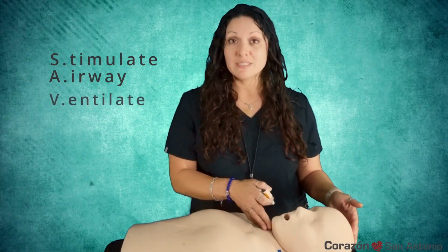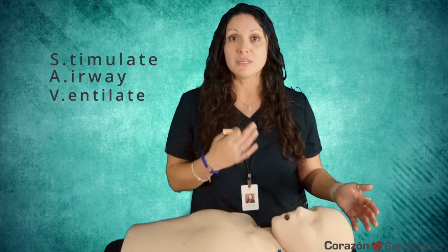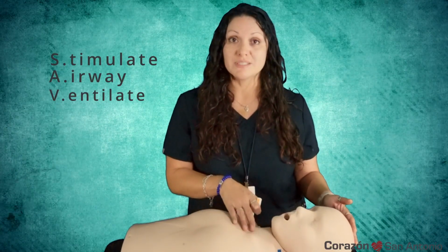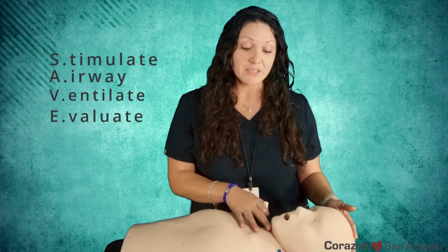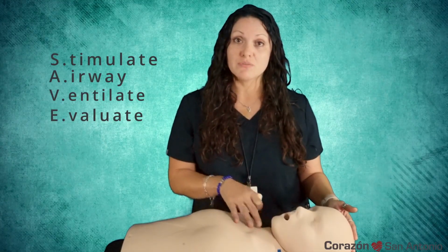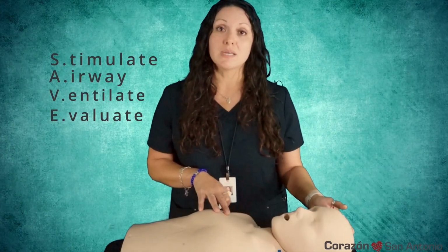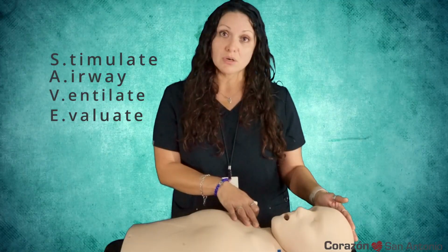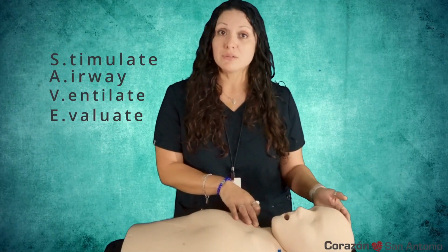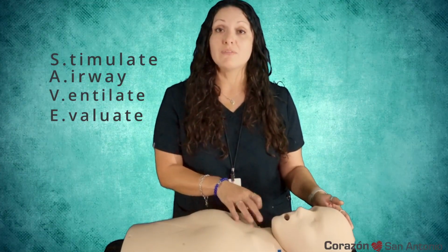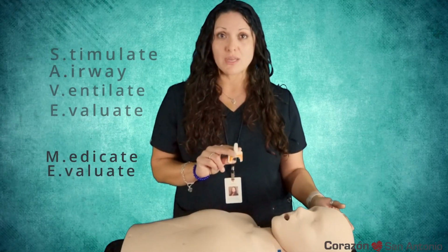Airway would be next, to make sure there's no obstruction, so that the air that you would be giving in the next step, which is ventilate, is not interfering with the oxygen the person is needing. E would be evaluate. If after the stimulation of the sternal rub and spinal rub aren't working and the rescue breaths aren't allowing this person to regain their consciousness, you want to go ahead and evaluate for medical administration of Narcan.